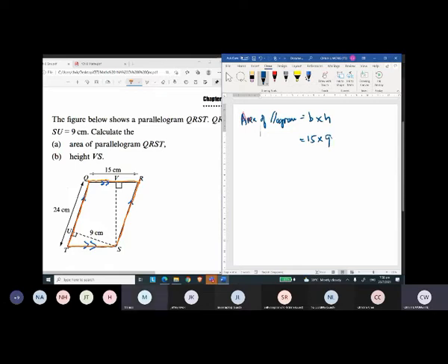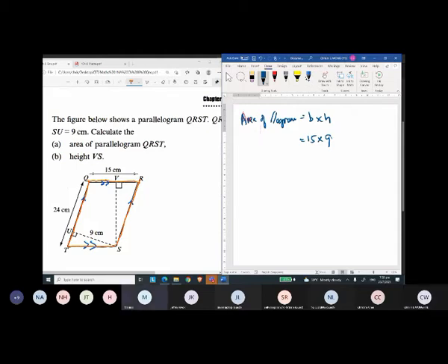Because the next question they're asking for height BS, so it cannot be 9 for that one. The next question is B and X. So this one definitely should be 9. So what is the base? The base is 15. Why 15?